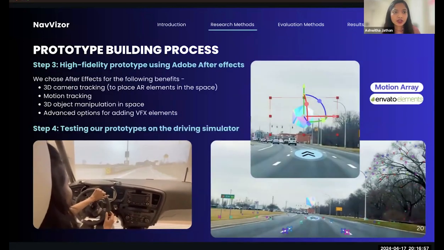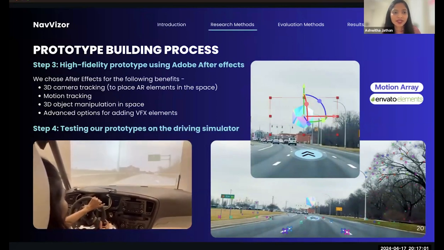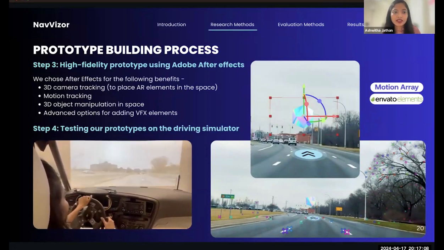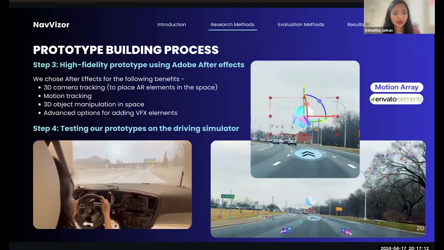After Effects, as we all know, is a sophisticated tool that allows freedom for designers like us to go above and beyond. We utilized the 3D camera tracking feature as shown in the image to the right that helped us process the surroundings and place the 3D AR objects in the air and on the roads.